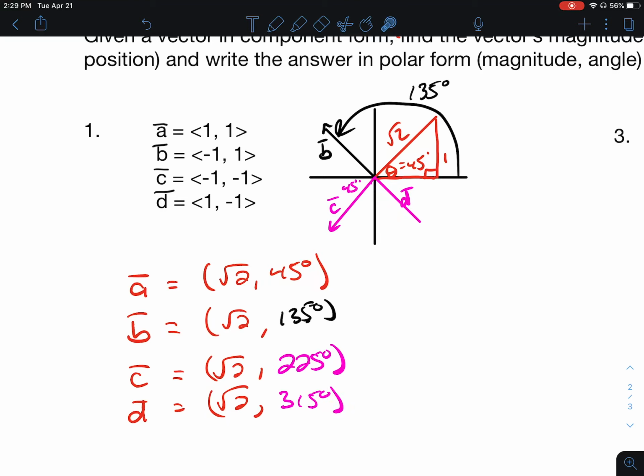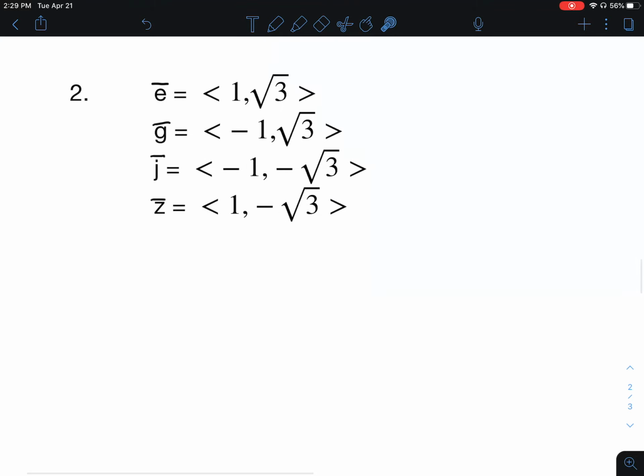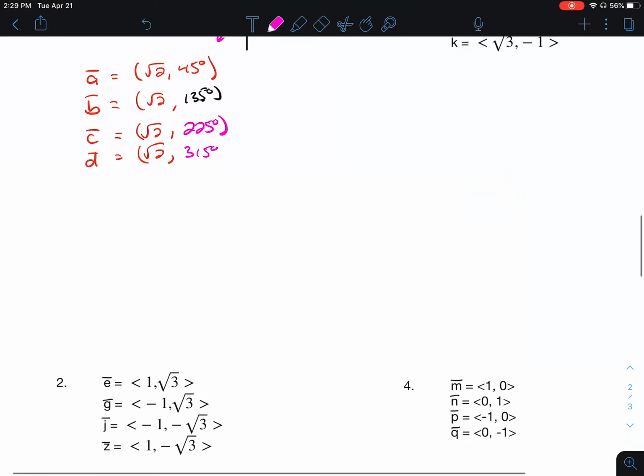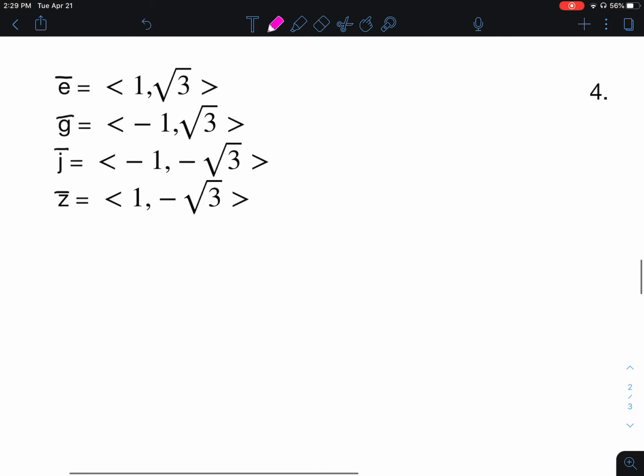So here we have these 4 vectors. They all have the same reference triangle, they're just in different quadrants. Therefore, the radius or magnitudes are the same, and the angles are going to change depending on the quadrant. Number 2, I've intentionally grouped these 4 together as well because they are going to have the same reference angle. Let's do E first, which is in quadrant 1.